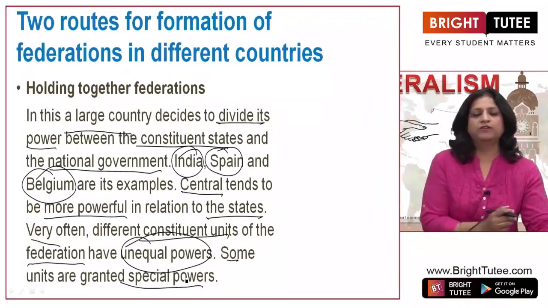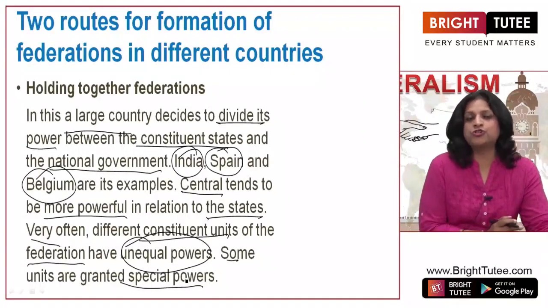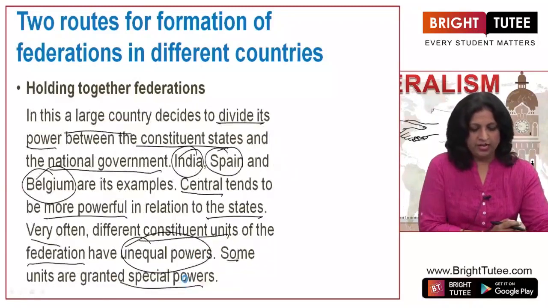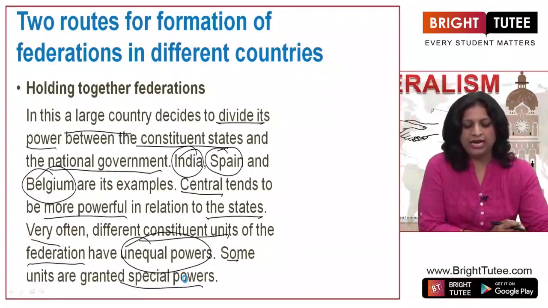Okay, so we discussed another very important question: describe the 2 routes for formation of federation in different countries. These are coming together, practiced in USA, Switzerland and Australia. And now in our country we have a holding together federation, as in India, Spain and Belgium. Okay, so these are the 2 routes or 2 types for formation of federations in different countries.